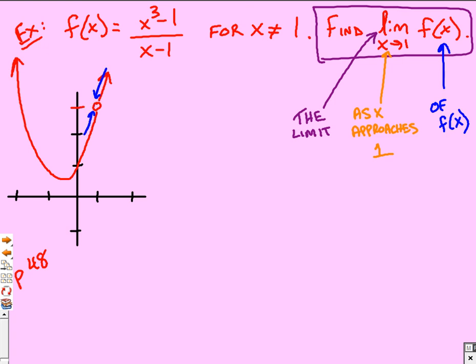Even though it's an empty hole, the function value doesn't exist. That's fine. We don't care about the function value. We want the limit value. So the answer to this is 3.